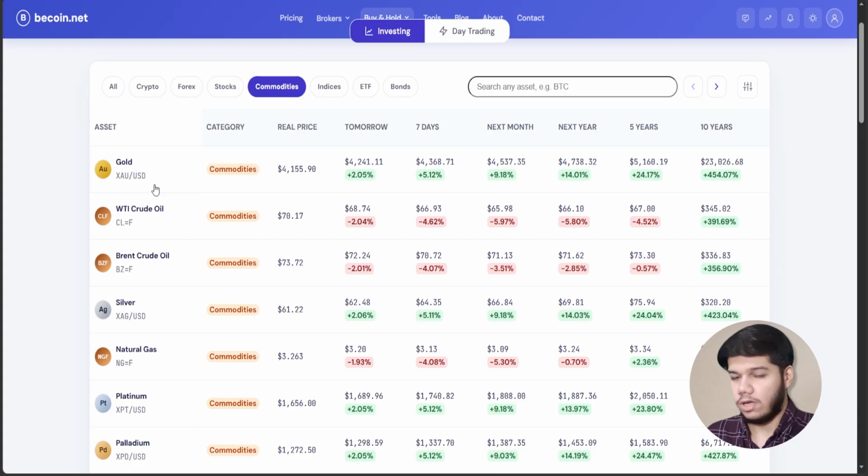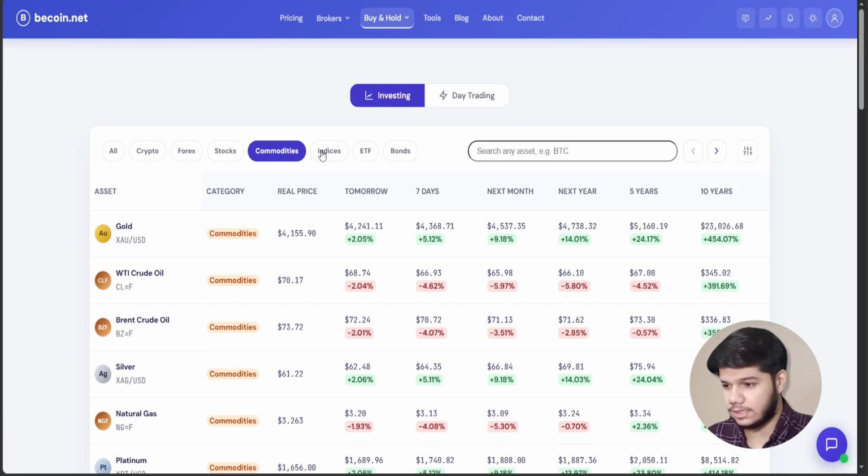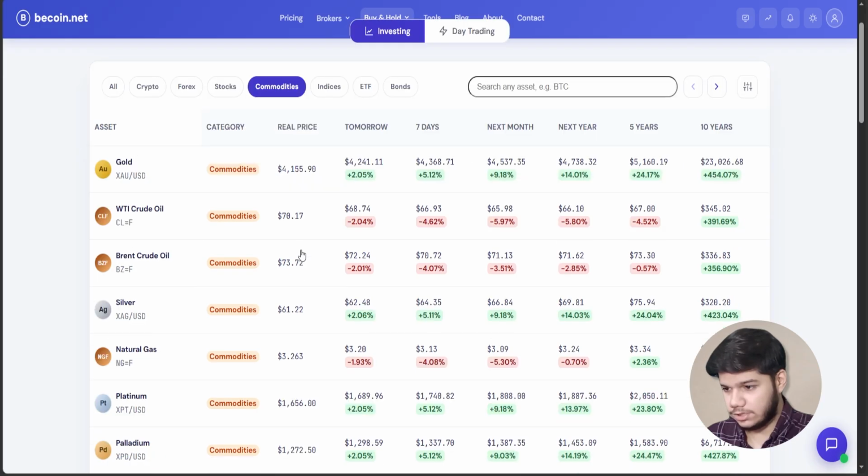Let it load. Okay, so here it is. If you are tracking gold, WTI crude oil, natural gas, energy stocks, silver, anything, you can find it right here. First, you can see the category commodities because we have selected the commodity markets. You have indices, ETFs, bonds, stocks, forex, crypto, and you can click on the all section as well. Here is the real price, and beside it is tomorrow's price, then the 7-day, next month, and next year targets, and what the price could be after 5 years and 10 years as potential targets.